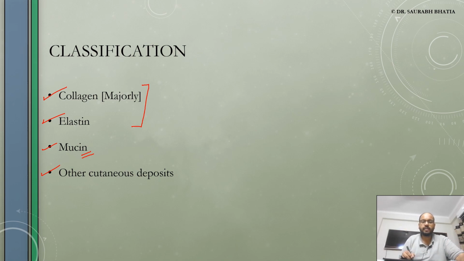And I will not be discussing other cutaneous deposits because there are so many of them and so varied. You can have all sorts of deposition in the dermis, which can present as a sclerosing reaction pattern. So we will focus majorly on collagenous disorders and disorders of elastin. Okay, let's move forward.